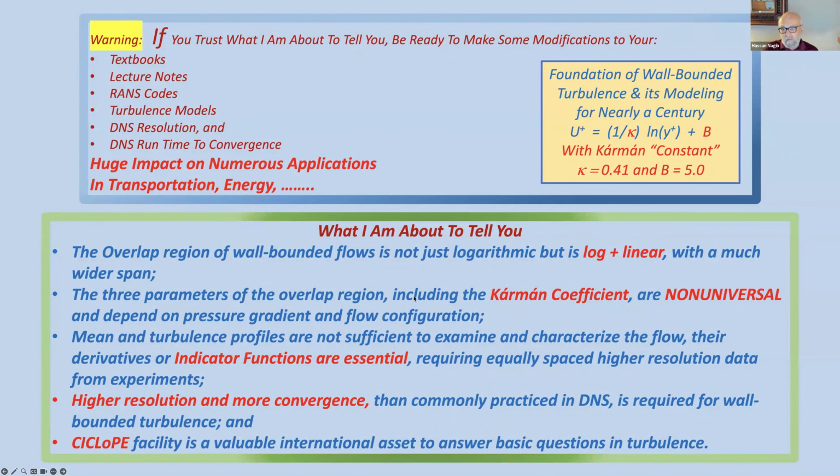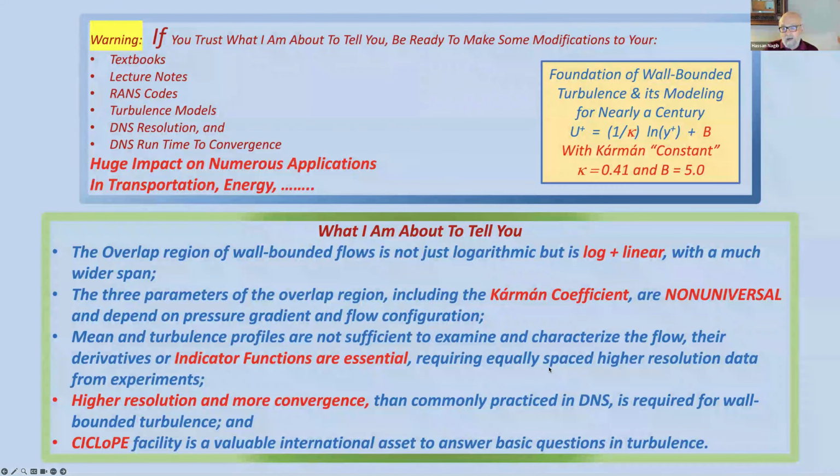The 3 parameters of the overlap region, which is still kappa, a different b actually, and the slope of the linear term, are non-universal for different flows. They depend on the flow configuration, and they also depend on the pressure gradient. Mean and turbulence profiles are not sufficient to examine the characteristic of the flow of the overlap region. It is the derivatives, which I will continue to call today indicator functions, that are essential.